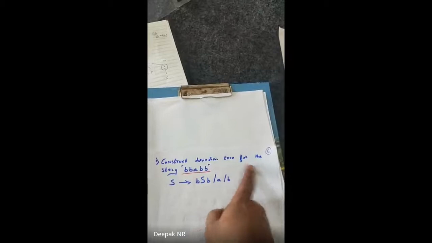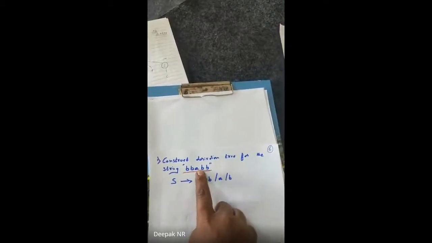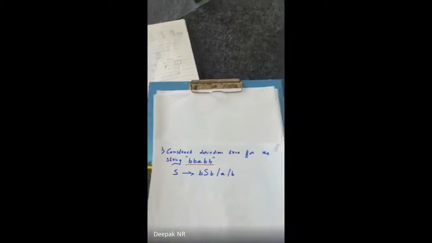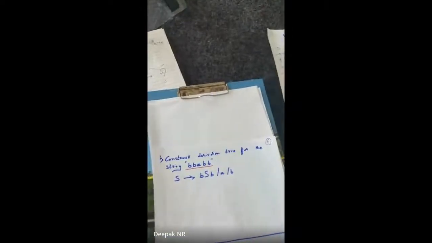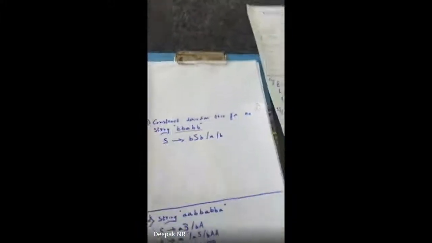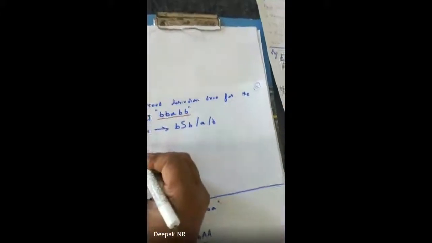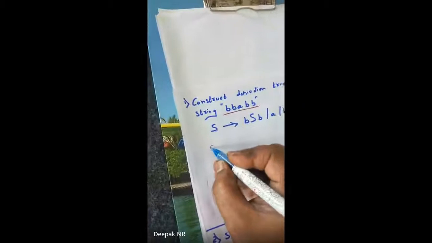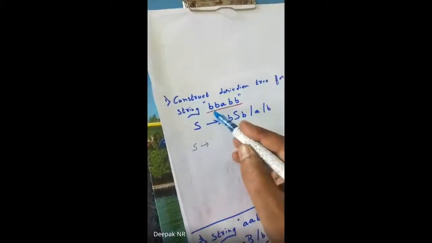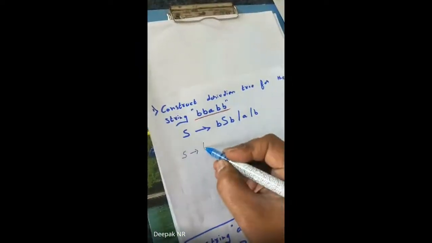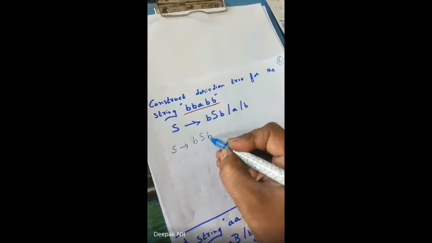Construct a derivation tree for the string BBABB by using this CFG. So what do I have to do? First and foremost, I have to write the derivation. I will start from S. S tends to, I need BBABB. Which production do I have to use? I use this one: B, S, B.